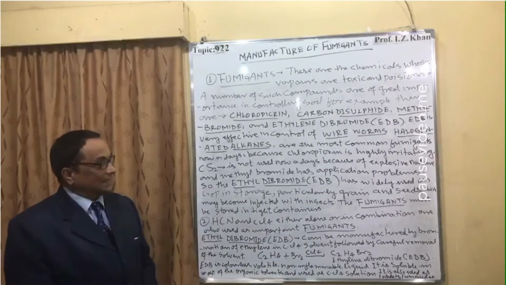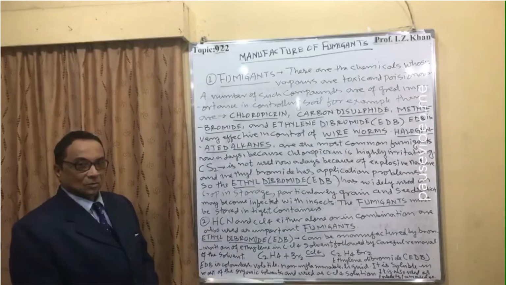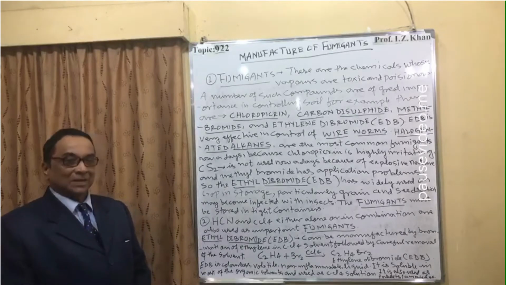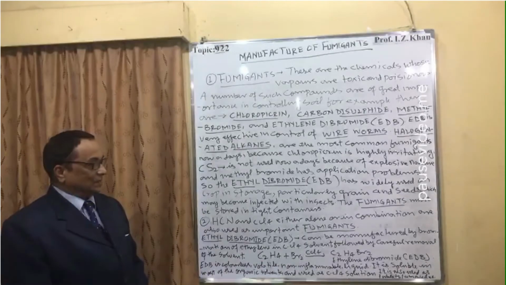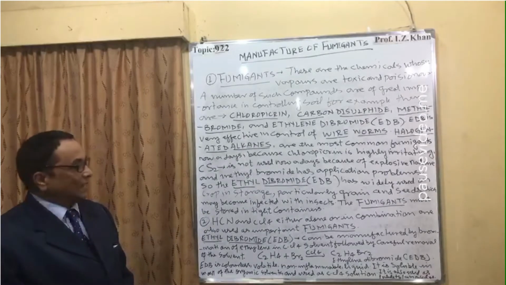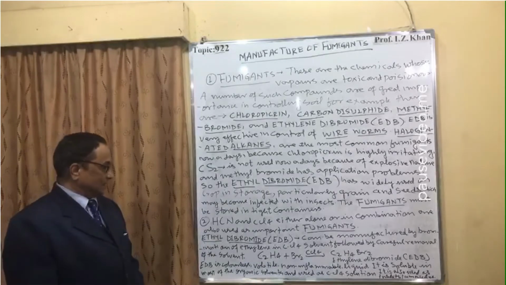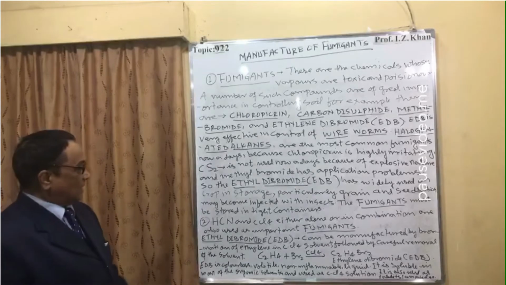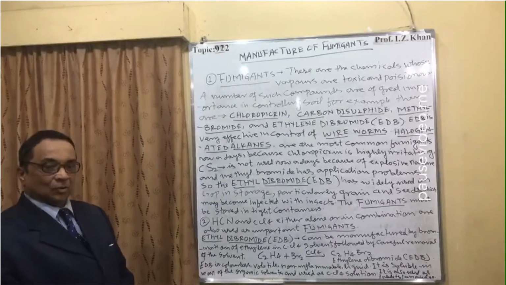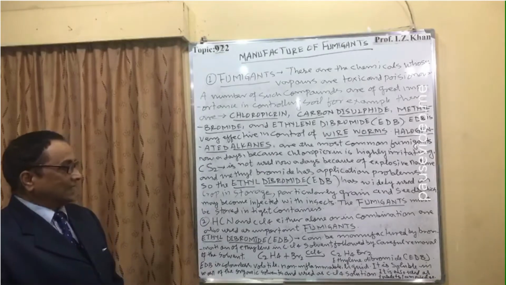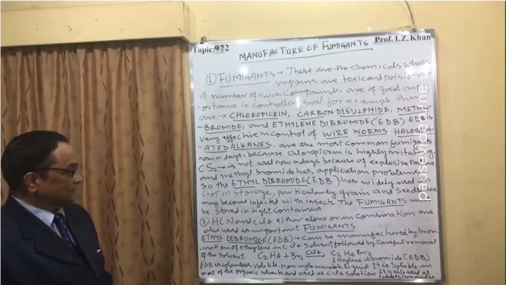So when it is used as food, it is called grain. When it is put in the soil for germination, it is called seeds, which may become infected with insects. The fumigants must be stored in tight containers. Number 2, hydrogen cyanide, HCN, and carbon tetrachloride, that is CCl4, either alone or in combination, are also used as important fumigants.